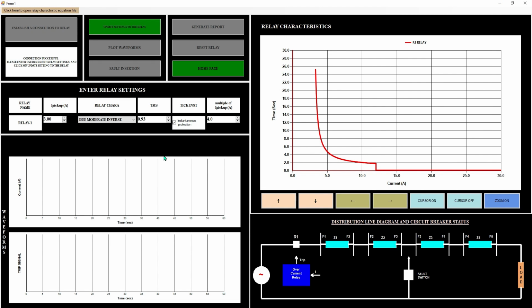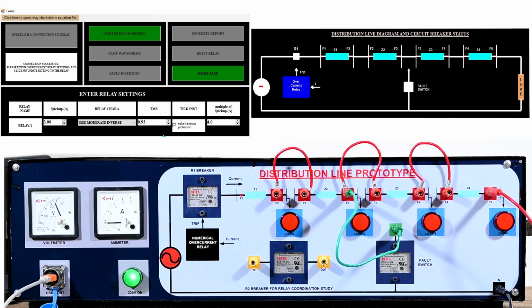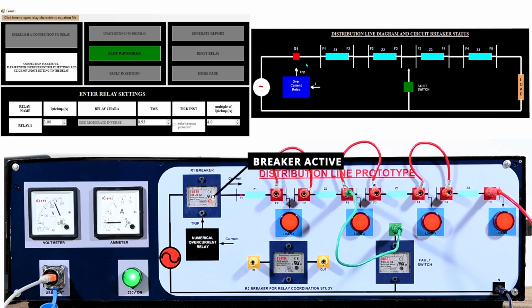Coming back to the GUI, after entering all the settings, please click on update settings to the relay. Now in the relay kit, the circuit is in active condition. All the LEDs are turned on, and in the status of this GUI, the R1 breaker is turned on and the fault switch is still in off condition because we haven't created any fault till now.